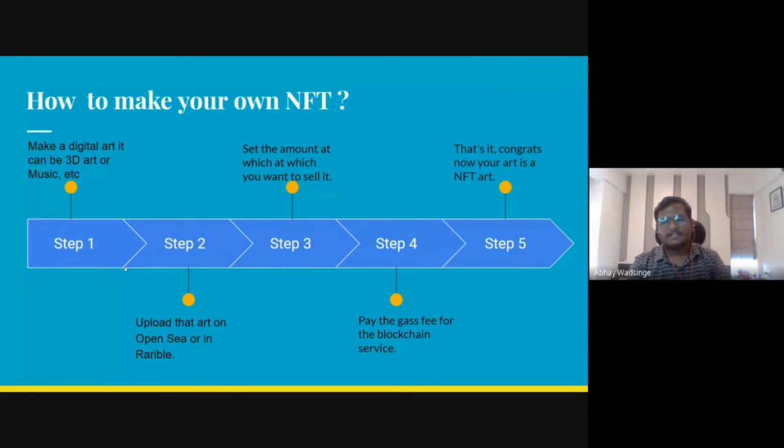And step five is, that's it. You have created your own NFT. These are the basic steps you require: make an artwork, upload it, then set an amount, pay the fees, and it's created. It will be noticeable to all the buyers and customers you want to sell to. If they like it, they can buy it.